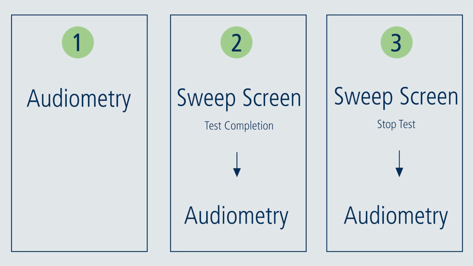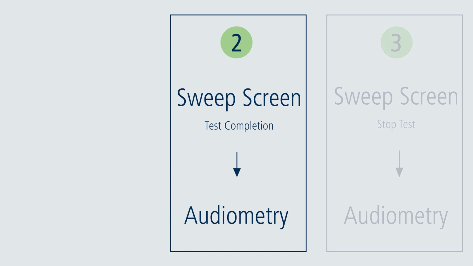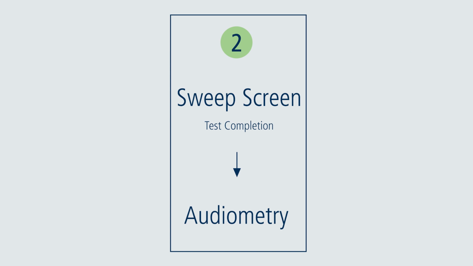For screeners that want to start with a sweep screen and only transition to collecting thresholds upon a refer result, there are two additional options. The first option is to start with a screening protocol and collect all results for both ears.